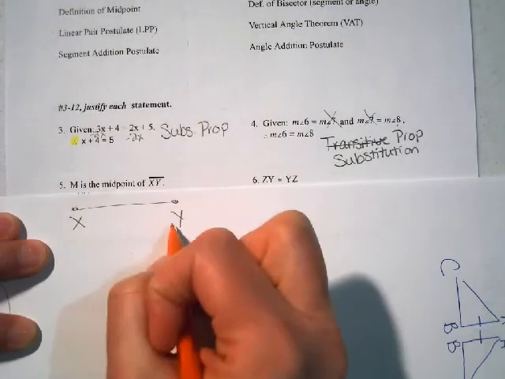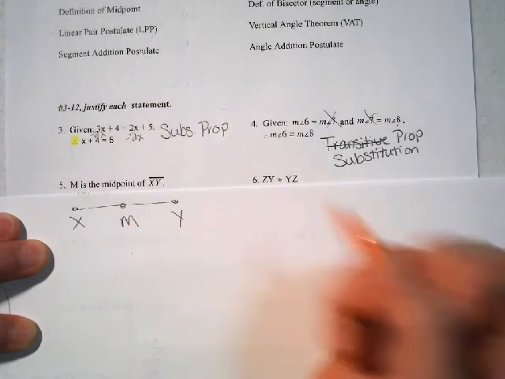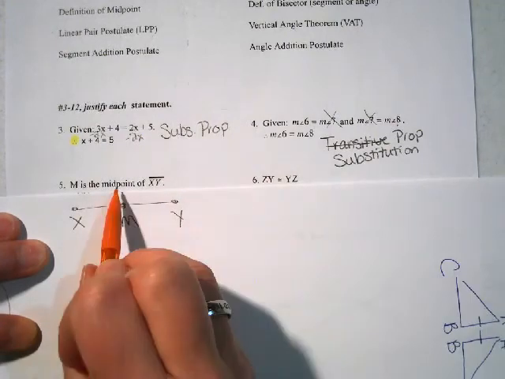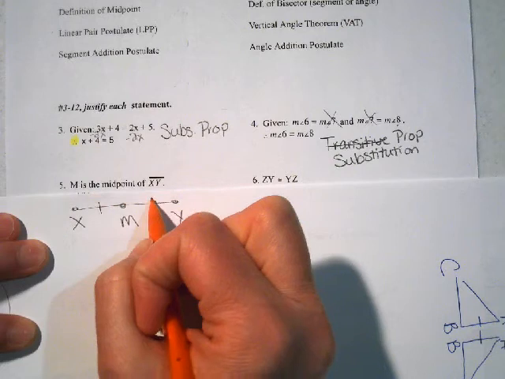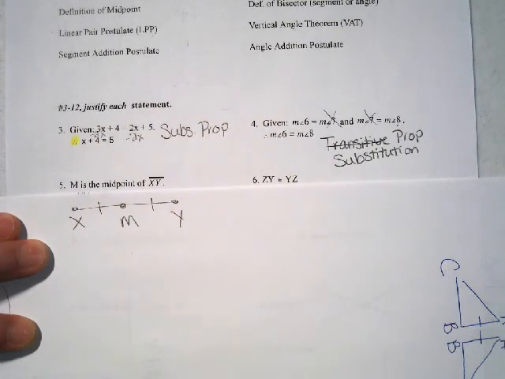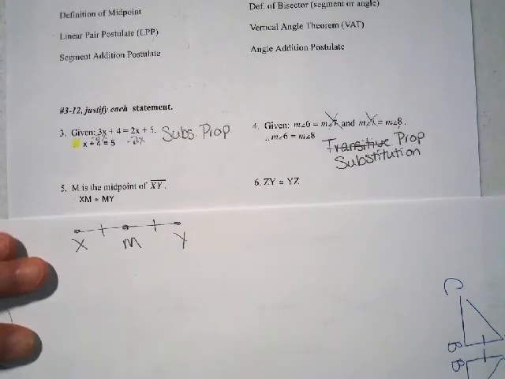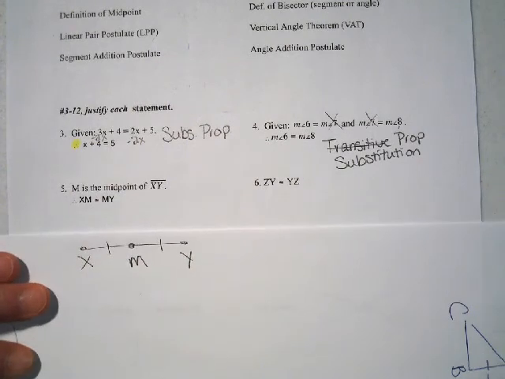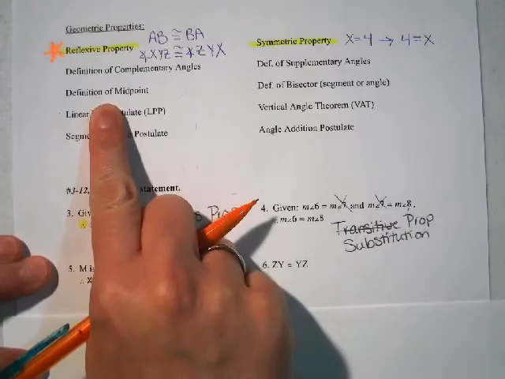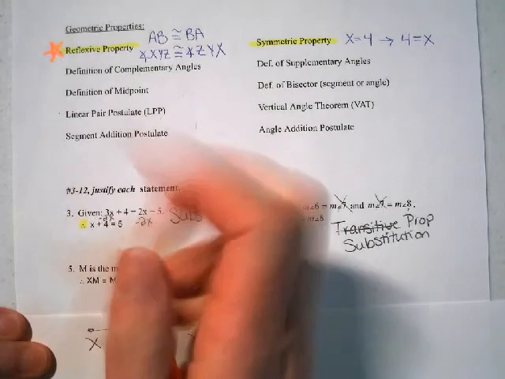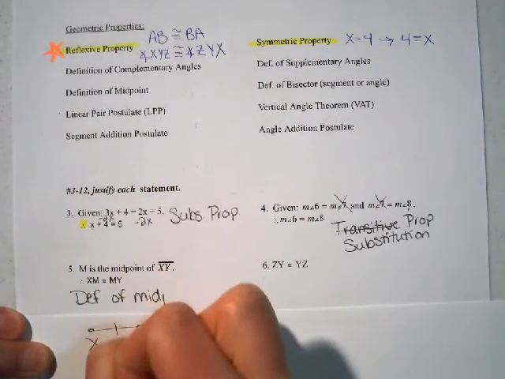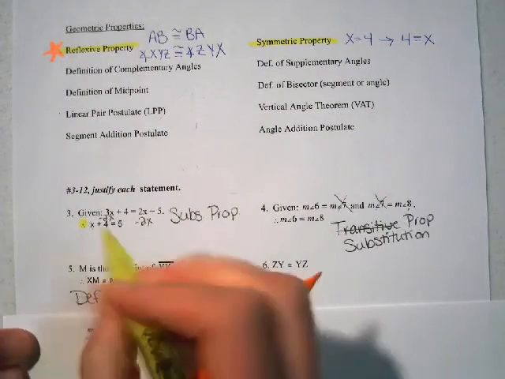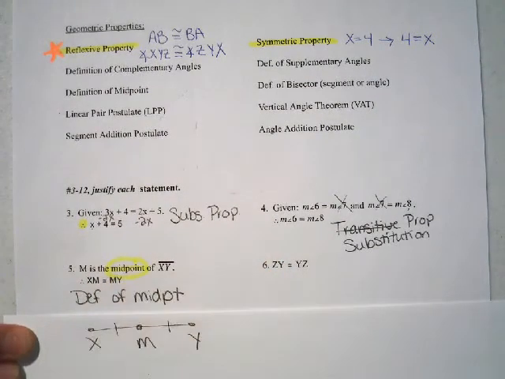Okay. How about I'll do one more with you? It says M is the midpoint of a segment. So if I envision this in my head, if M is the midpoint, based on what I know, doesn't that make this side equal to this side? I mean, isn't that what the word means? So notice what they have there. And so the property would be definition of midpoint.